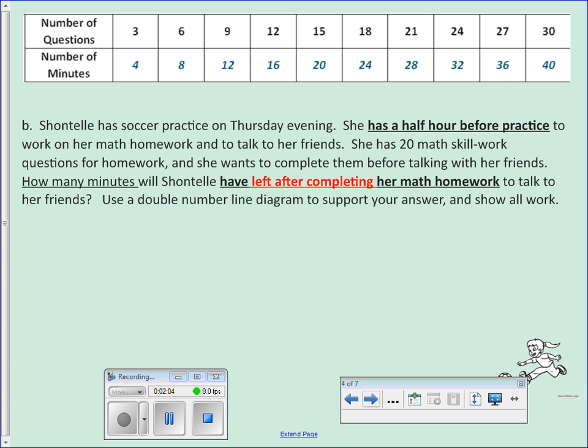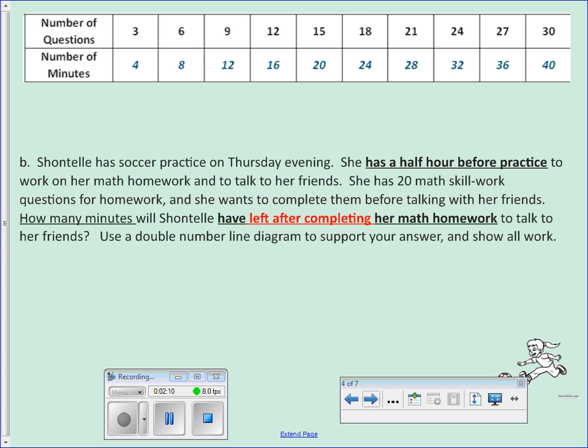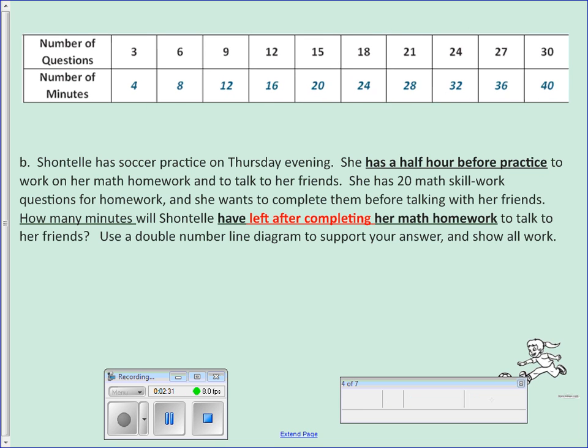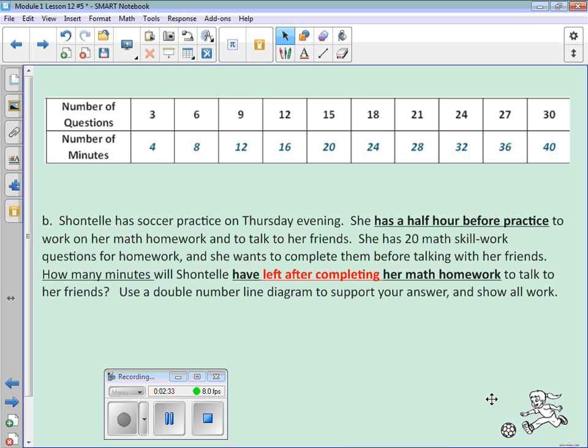So this is actually a two-step problem before we can figure out how much time she has left. So let's see, she's got 30 minutes, and in that 30 minutes she has to do her homework and she has to talk. So to figure out how much time she has to talk, let's figure out how long the homework is going to take. That's what the problem is asking us. So how many questions does she have to do for homework? How many questions? Everybody? 20.